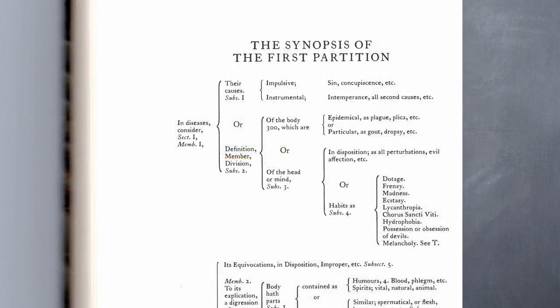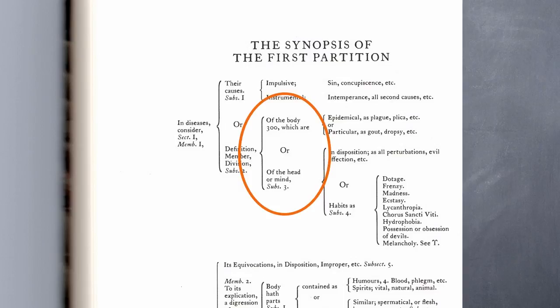Now this is the synopsis of the first partition, essentially the outline of the first partition. And let's just go through all the dualities. Not all of them, but many of them, because there are so many. He uses them here in essentially every section and subsection of his book. But let me show you some of the big and obvious ones. Okay, look, he says of the body or of the head. You see the body versus the head.